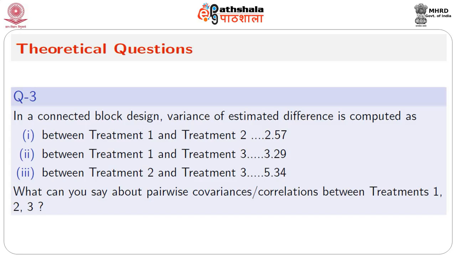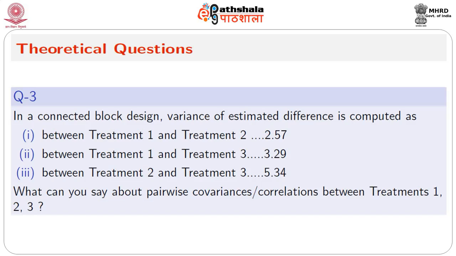Very interesting problem. You have a connected block design, and let's assume that these are the only 3 treatments to be compared. We have the estimates of the variances of the estimated differences. We know the expression for the variance of the estimated difference between treatments 1 and 2, that is sigma square multiplied by C plus 1 1 plus C plus 2 2 minus 2 times C plus 1 2. That's the expression that we have from earlier representations. This is given somewhere in the module. So you have something equal to 2.57. We can ignore sigma square for the time being.